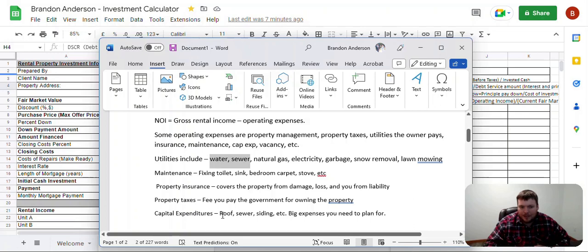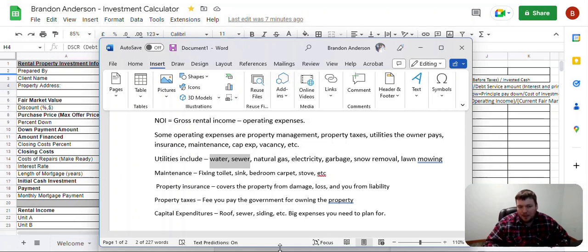And then capital expenditures are like you're saving up for the roof, the sewer, siding, maybe a new driveway, like big ticket items that you can see, hey, in 5 years I need to replace this. Well, you need to be setting money aside for that. So you also have to plan for that and set money aside. So, like I said, we set aside 6% for each of those categories.